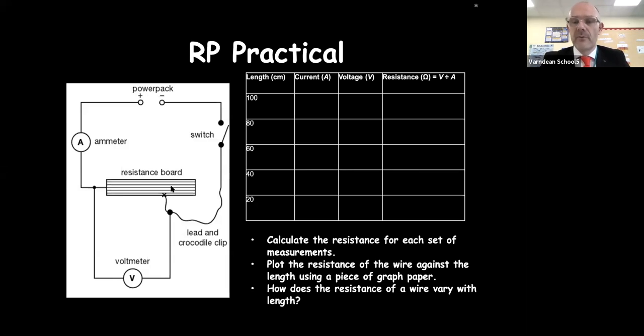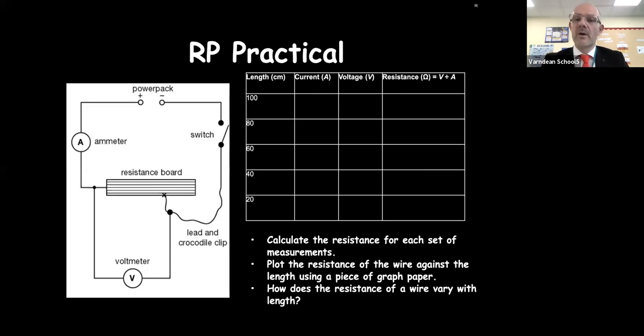Things that are important to remember. It's very important to only turn the power pack on, take the values of current and potential difference, record them and turn it off again quickly, because the wire gets hot. And temperature also affects the resistance of a wire, and that would make our results invalid. So we have to do it quickly.